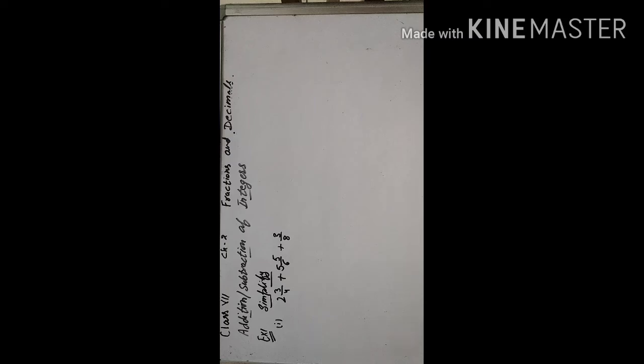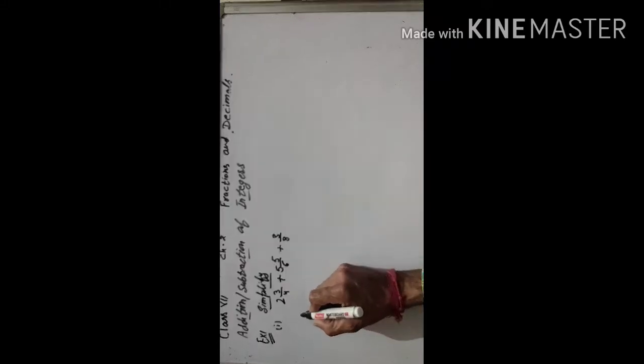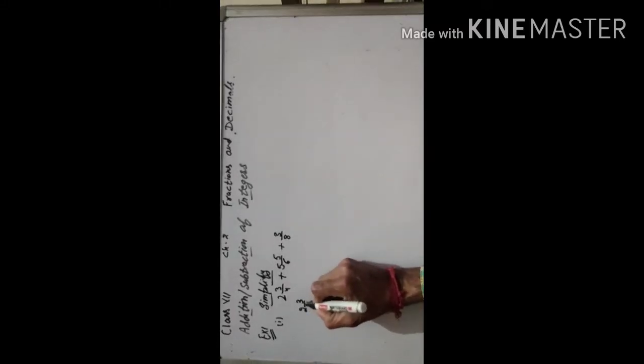In addition or subtraction of fractions, the first step is to convert the mixed fractions into improper fractions. The second step is to convert all the fractions into equivalent like fractions. For that we have to make the denominators the same, then combine the numerators and reduce to the simplest form. Now the first mixed fraction is 2 3/4.